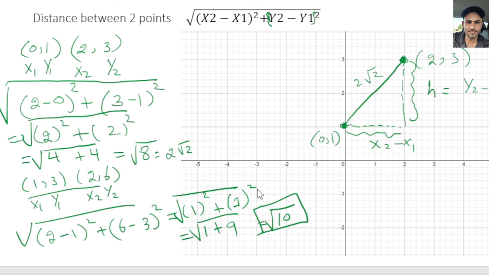So I don't know if I can plot this because our scale is only to 4, so we really can't plot that. But this is the distance between these 2 points, and that's how we calculate it.